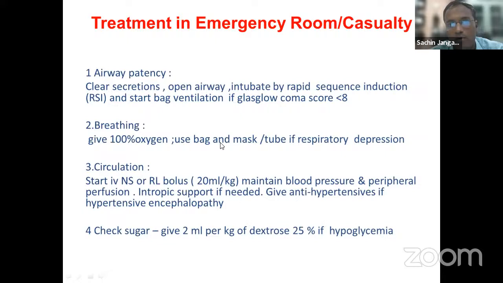If circulation is hampered, if CRT is delayed, pulses are weak, patient is in shock, then initially get the IV access, start NS or RL bolus, initially 20 ml per kg, maintain the peripheral perfusion, start inotropic support if needed. And if the patient is hypertensive at present, then this may be hypertensive encephalopathy, and might have to be treated with antihypertensives. First and foremost, once you get IV access, check the sugar. If sugar is less than 60, give 2 ml per kg of dextrose 25.